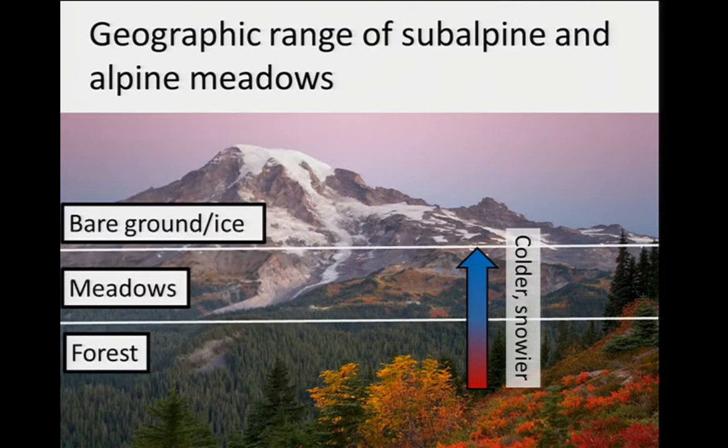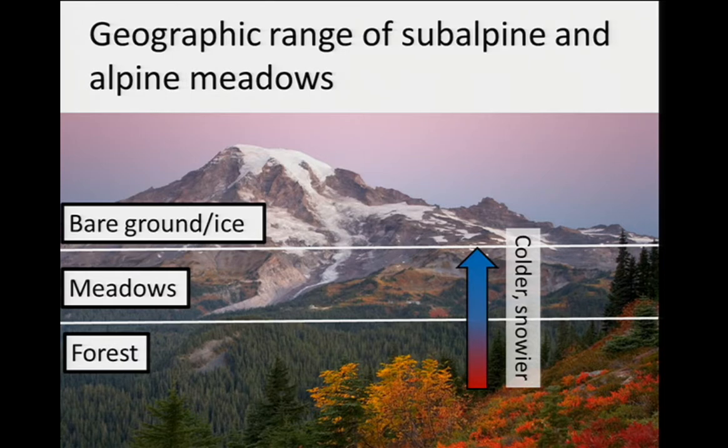And along this elevational and climatic gradient, you also see a stratification of the types of plant species you find. So at low elevations, you have dense coniferous forests, which give way to open treeless meadows at higher elevations, and then bare ground and ice at higher elevations still.